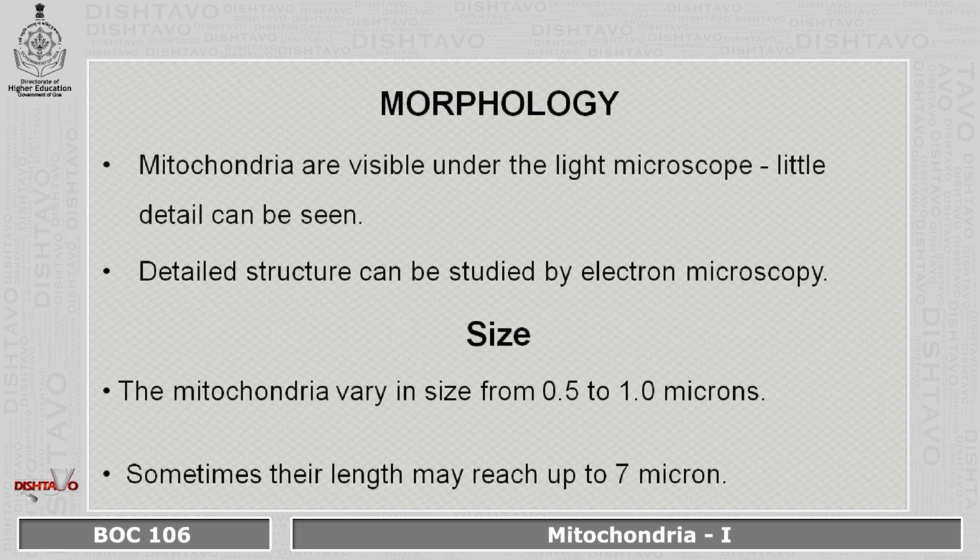Morphology of mitochondria. Mitochondria are visible under the light microscope, but when you observe them under the light microscope, little details can be seen. The detailed structure can be studied by electron microscopy. Size of mitochondria. The mitochondria vary in size from 0.5 to 1 microns. Sometimes their length may vary up to 7 microns.